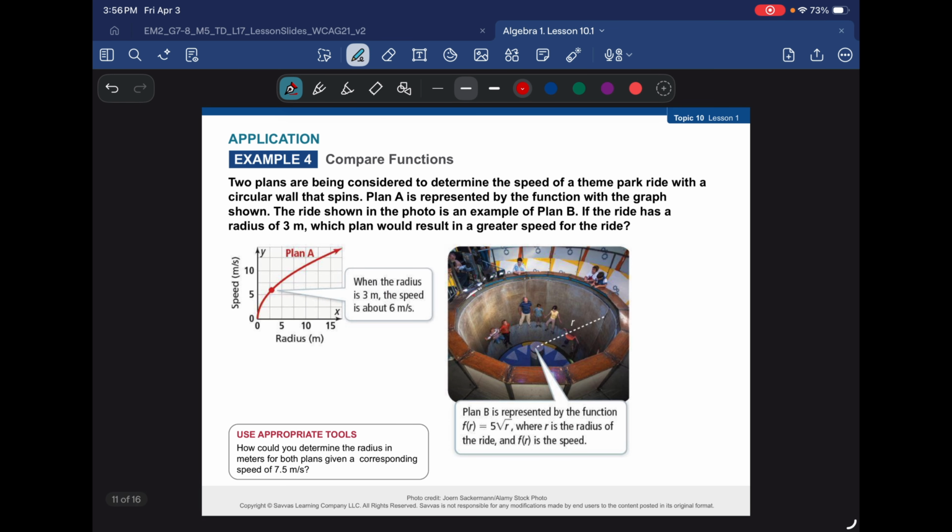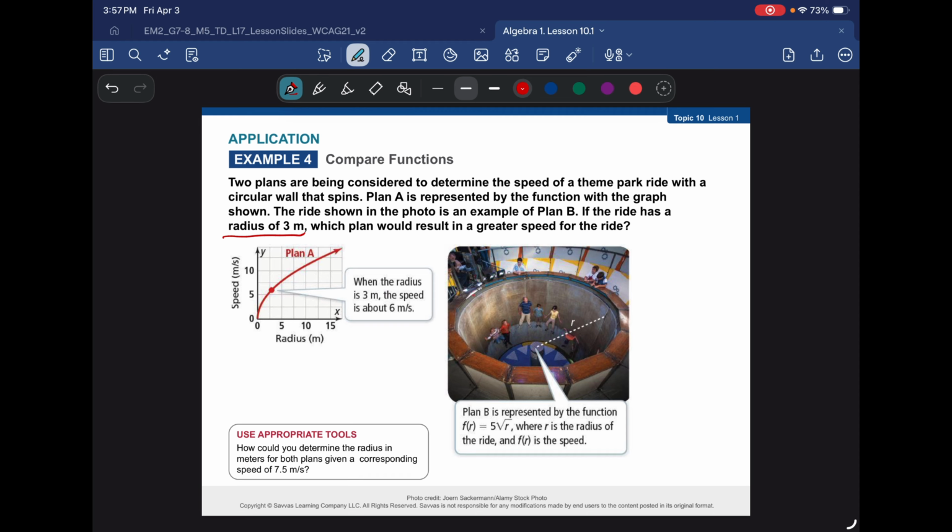All right, let's move to an application problem. So we have two plans to consider to determine the speed of a theme park ride with a circular wall that spins. If you've been to a county fair or anything, I hope you've been on these rides. They're a lot of fun working with centripetal force. So it's trying to figure out which of these plans they would want so that they have a faster ride with a certain radius, a radius of 3 meters.